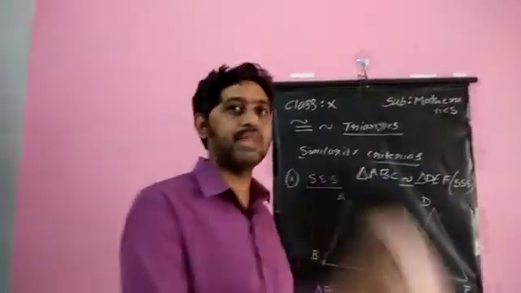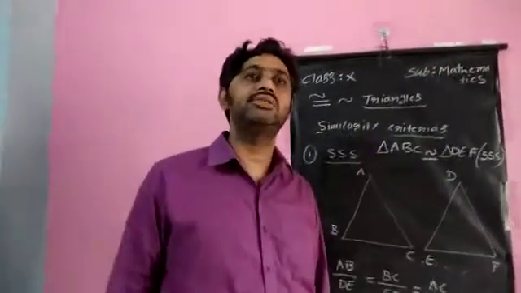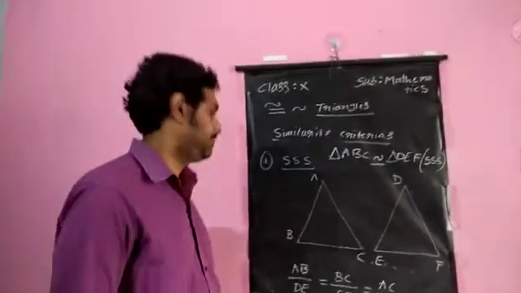The second rule, angle similarity rule. Angles should be equal, sides are proportional, need not be equal.